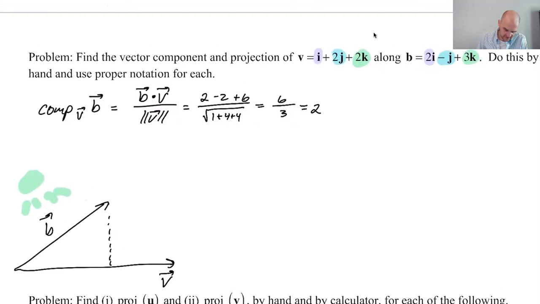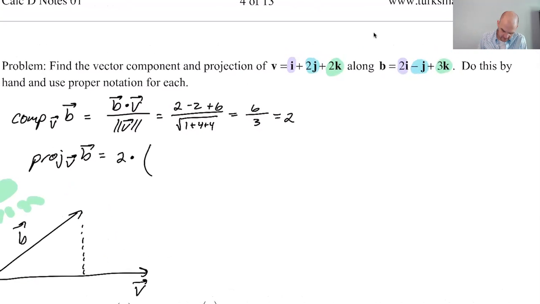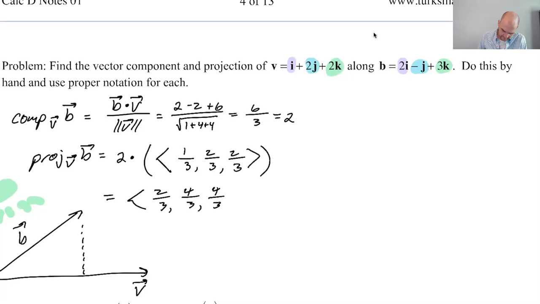Now what I want to do is find the projection. So the projection is the actual vector, not just the length. Projectors, like the light source is kind of a projector, is going to be the component, which we just found, 2 times a unit vector in the direction of V. So that's going to be 1 over 3, 2 over 3, and 2 over 3. So that's going to be the vector 2/3, 4/3, 4/3.